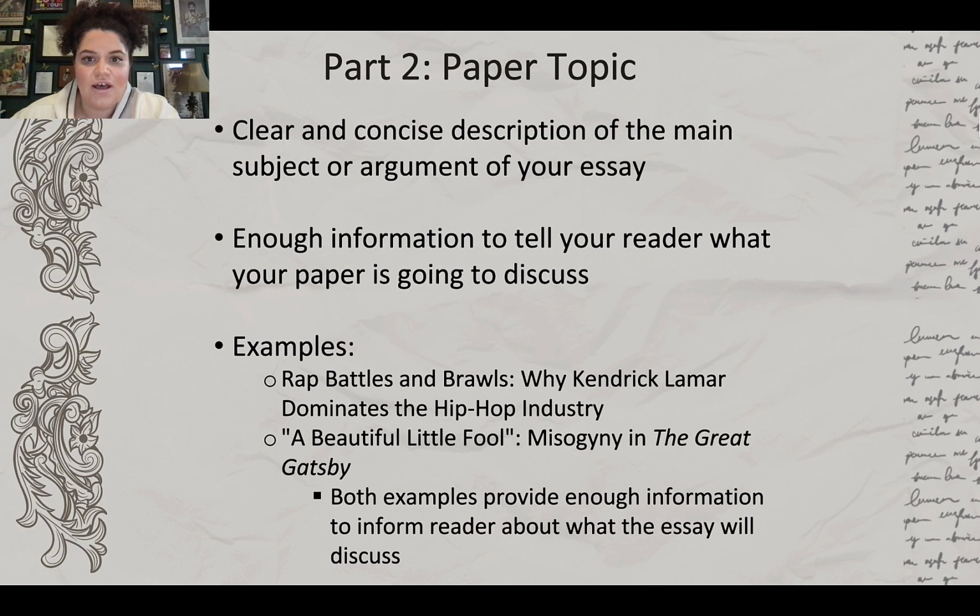Talking about the second part, paper topics. So this should be a clear and concise description of the main subject or like the general argument of your essay. You should give your reader enough information that they would be able to know like generally what your paper is going to talk about, okay? You don't need to include main points, right? Your thesis statement at the end of your introduction, that should be like the very detailed sentence that tells your reader exactly what they're going to be reading in your essay. But your title, or the second part of your academic title, the paper topic, it should give your reader enough information that they have like a generic idea of what it is you're going to be talking about.